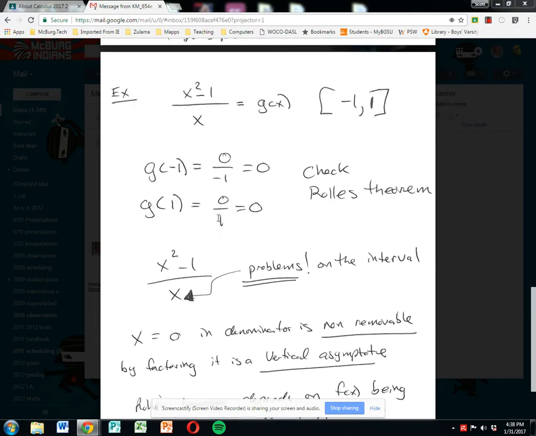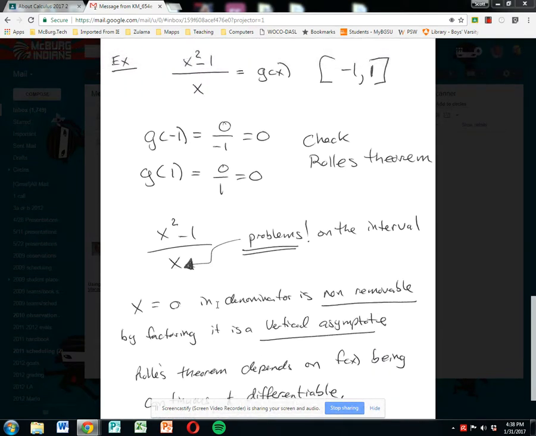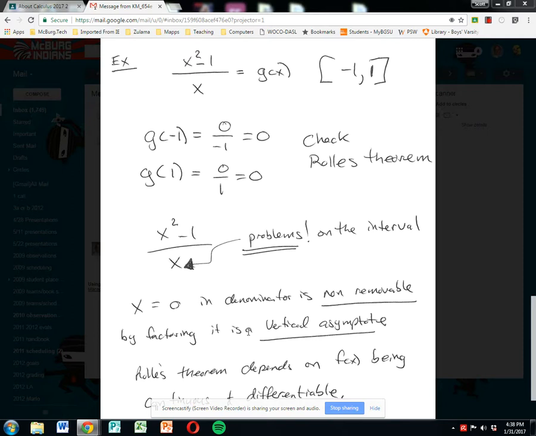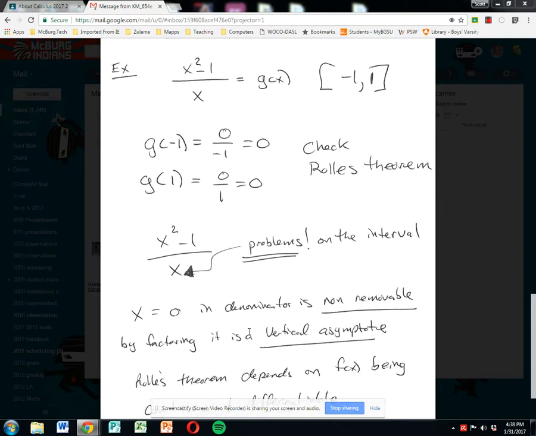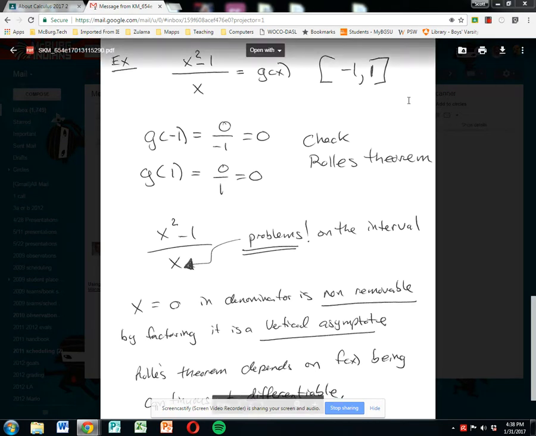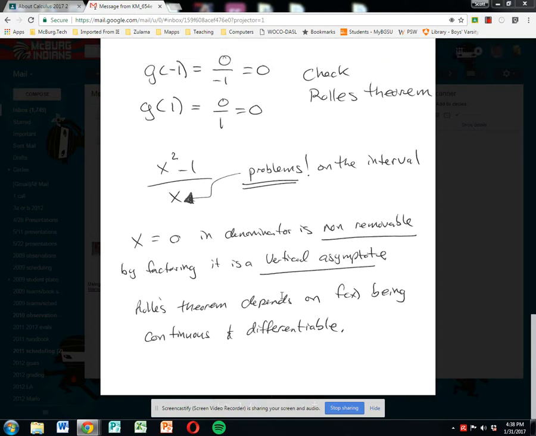However, we have an issue here. Somewhere in here, we notice that x equal to 0 in the denominator is a non-removable discontinuity. You cannot remove it by factoring. Therefore, what we've got going on here is a vertical asymptote. This thing is not continuous then on the interval from -1 to 1. And since it's not continuous, we cannot apply any of the theorems on this.